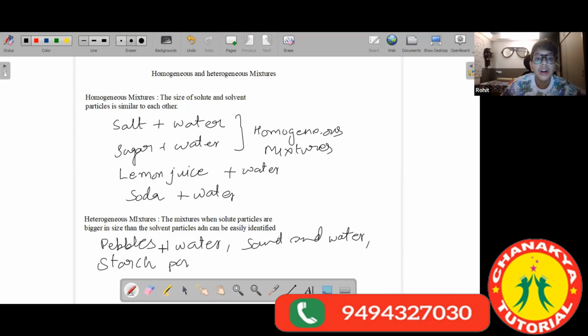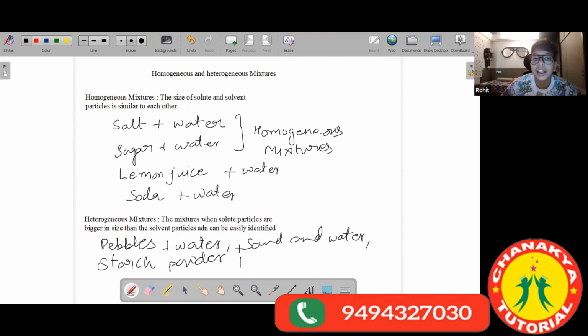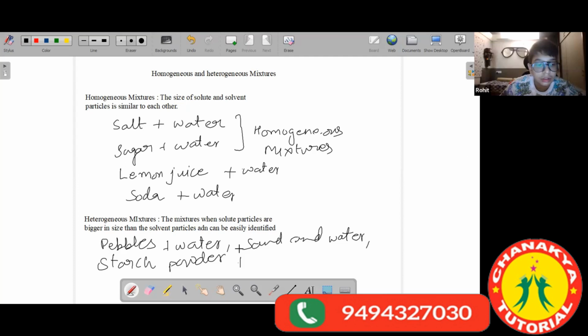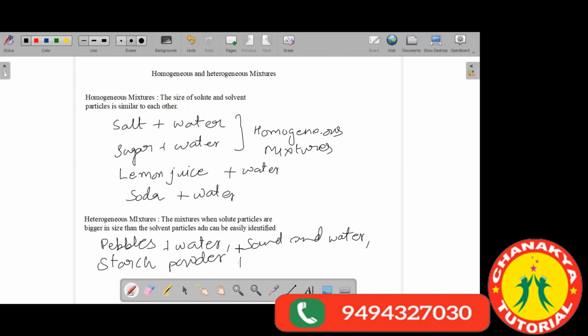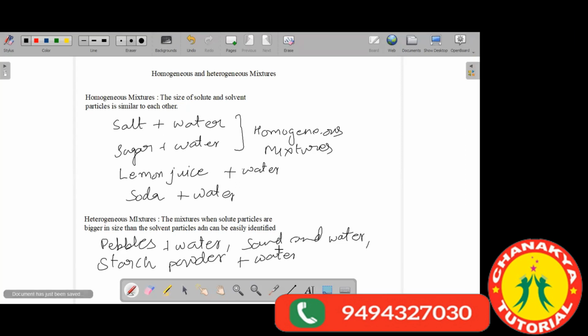Sir, milk and water are not heterogeneous mixtures, right? Which one? Rohit, what other one were you saying? Sir, milk and water are not heterogeneous mixtures, right? Milk and water, we'll discuss milk first. Milk is a type of colloidal solution. So we'll see colloidal solutions later.